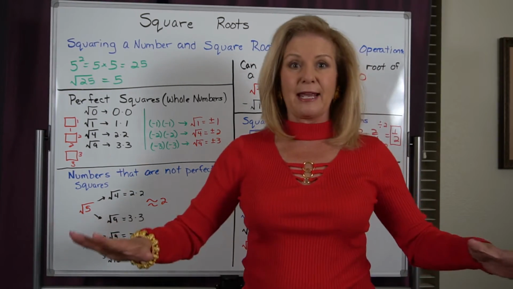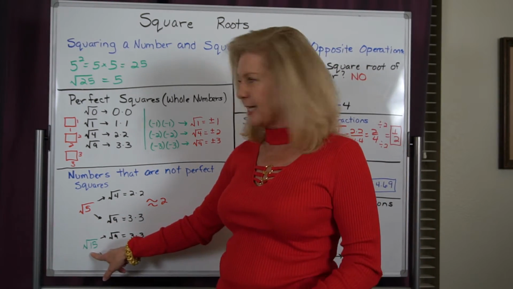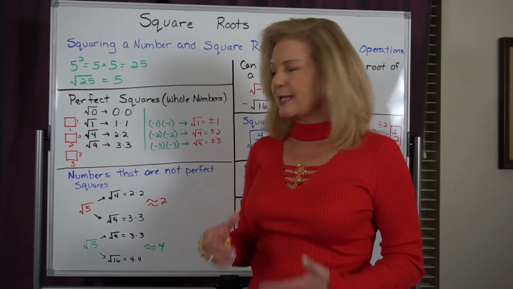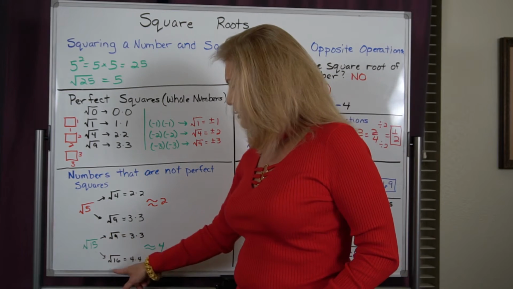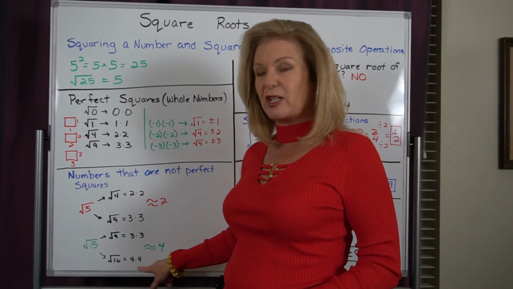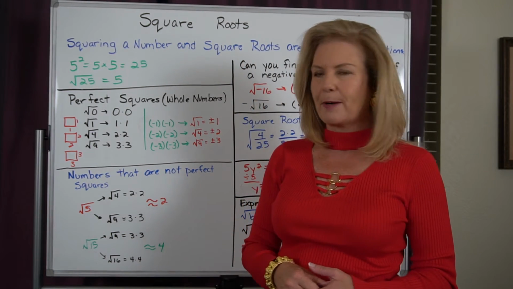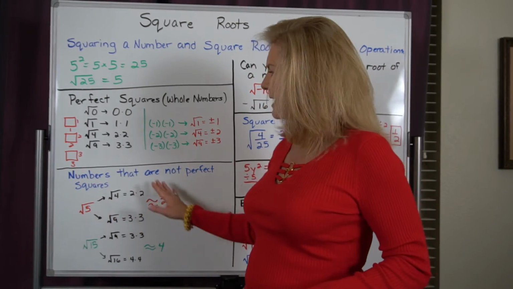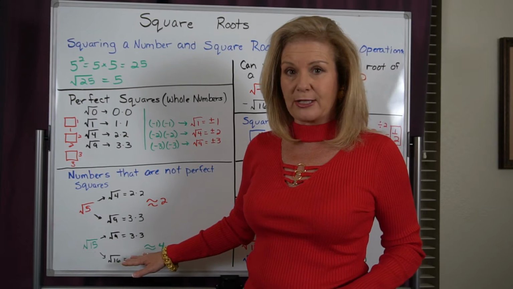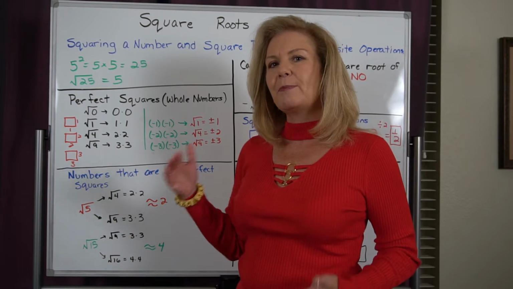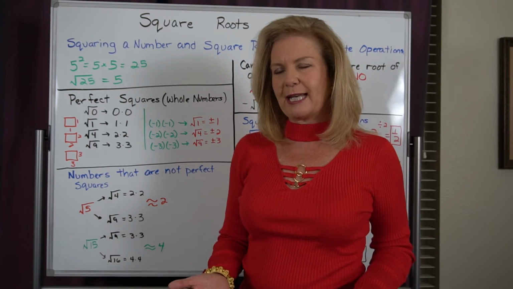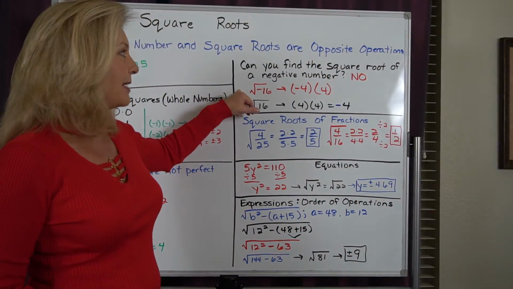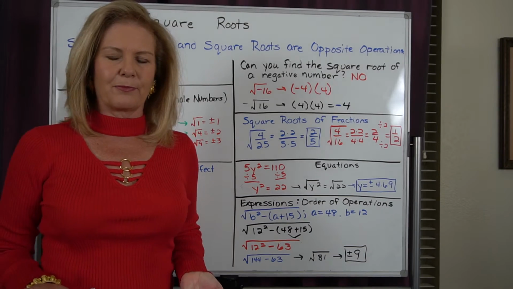And I can do that with any of the numbers. If I take the square root of 15, well, 15 comes between 9 and 16. And so what is it closest to? Well, it's closest to the square root of 16, which is 4. So I would say that's about 4. So perfect squares always have whole numbers as answers. For the other numbers that we take the square root of, they're going to be a decimal answer, but we usually just estimate. So that brings us to, can you find the square root of a negative number? Well, no.